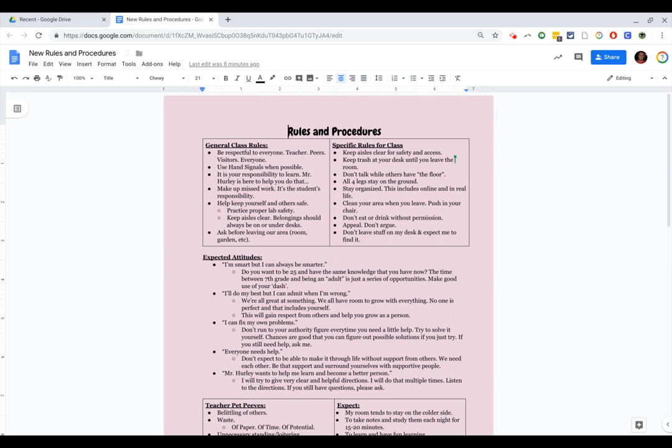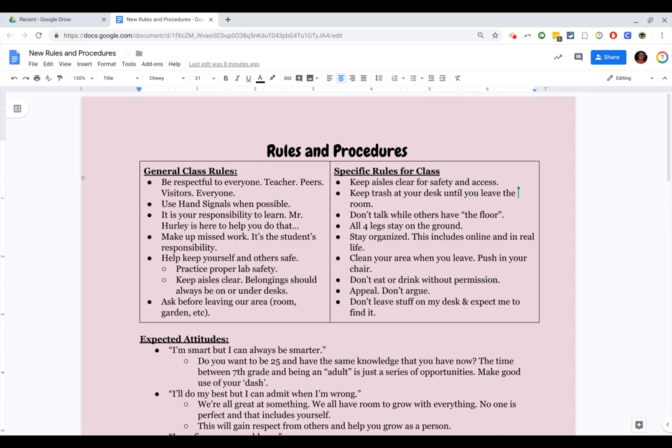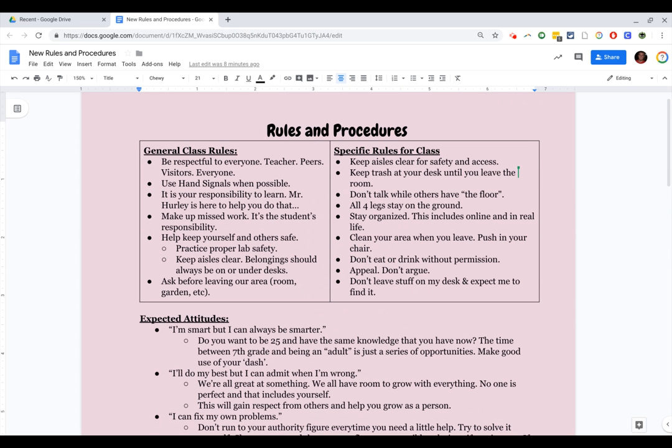We're going to go over the rules and procedures for my class. You should have a brightly colored document available to you. You can go over these with me. Feel free to write in the margins and take notes. If I say something that seems crazy or doesn't make sense, write it down and we can talk about it.